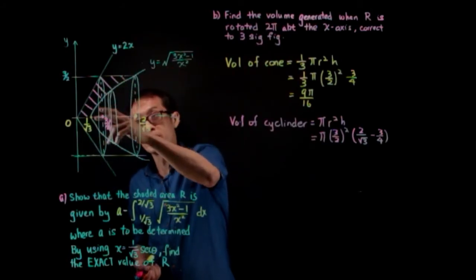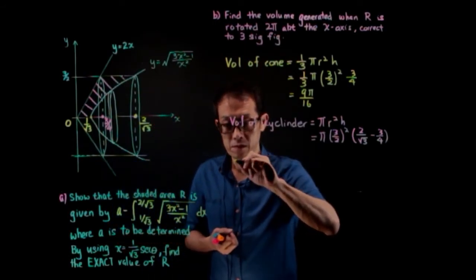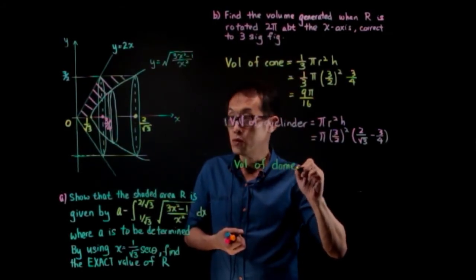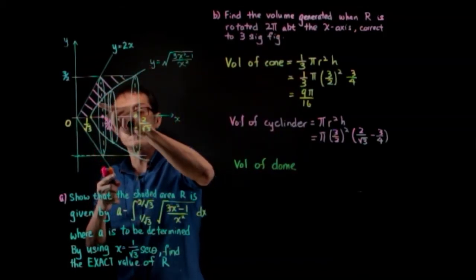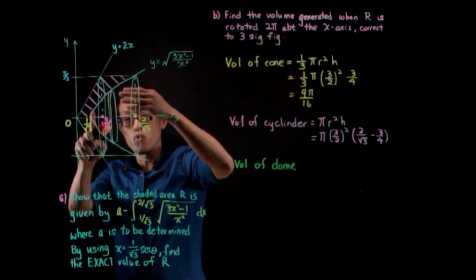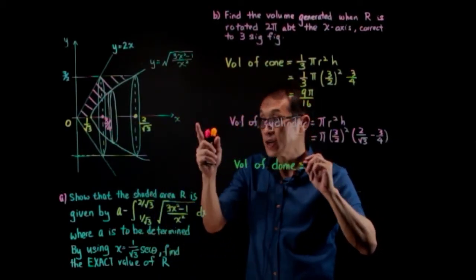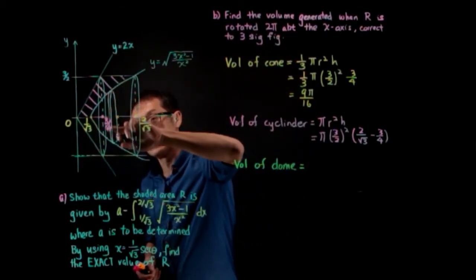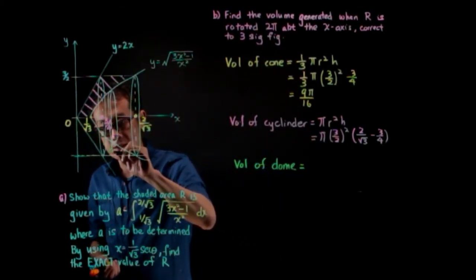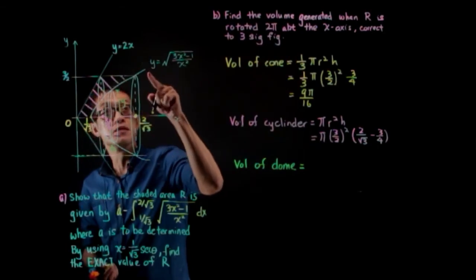Now next we need to find the volume of the dome. The dome is the part that is generated by this curve when it is rotated 2 pi about the x-axis. Now let us find the volume of one disc first. This is a disc. So what is the volume of a disc? This little portion here is dx, and this part is y, that means this value here.